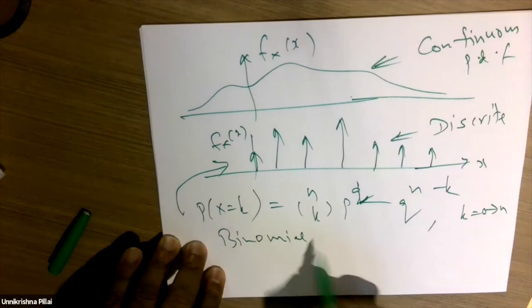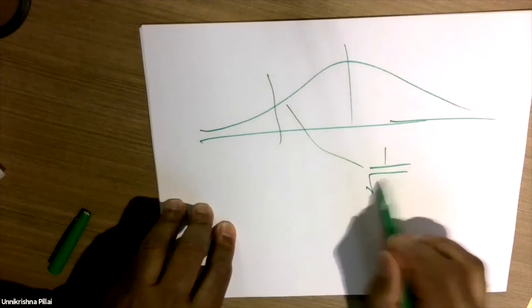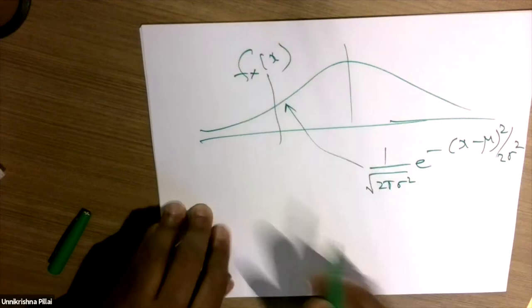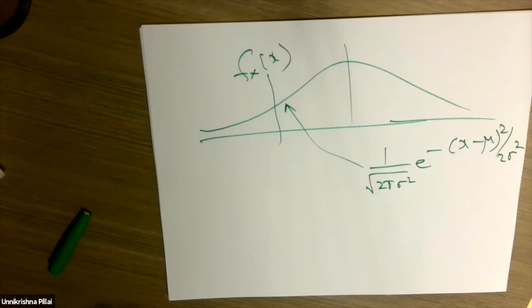The example of a continuous random variable, the most important one, is the Gaussian. This curve is some constant times e to the power minus (x minus mu) the whole squared over 2 sigma squared. I gave you several examples last time. The question is, if X is Gaussian, what is the density function of the square of a Gaussian? Or what is the density function of a linear transformation of a Gaussian random variable?